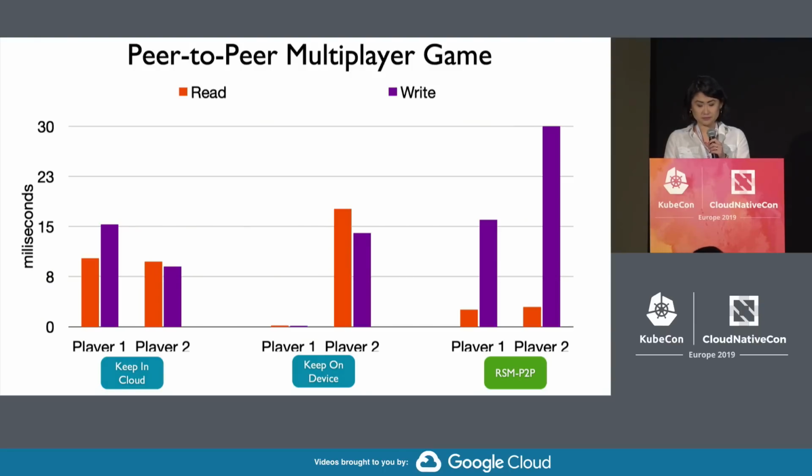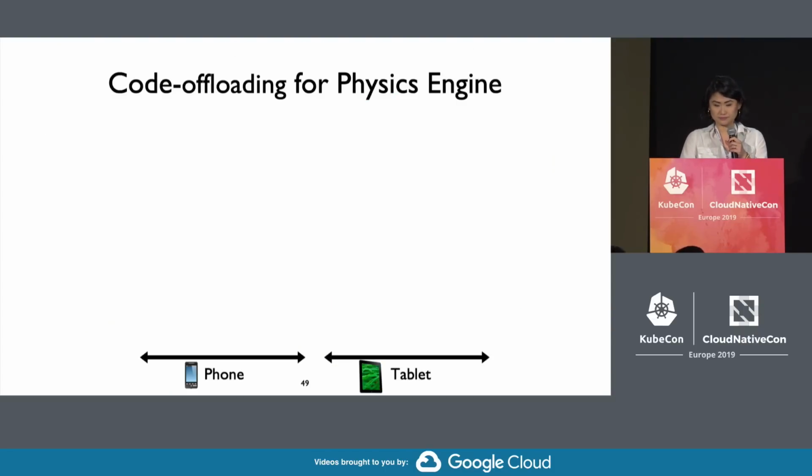Alternatively, we can deploy the microservice in some peer-to-peer way where each player's device hosts a copy of the game or microservice by itself. In this case, you can see that both players are getting great read latency because they're able to read their own local copy of the microservice. But when they have to write to both their local copy and their opponent's copy and update all of the players, writing becomes much more expensive.